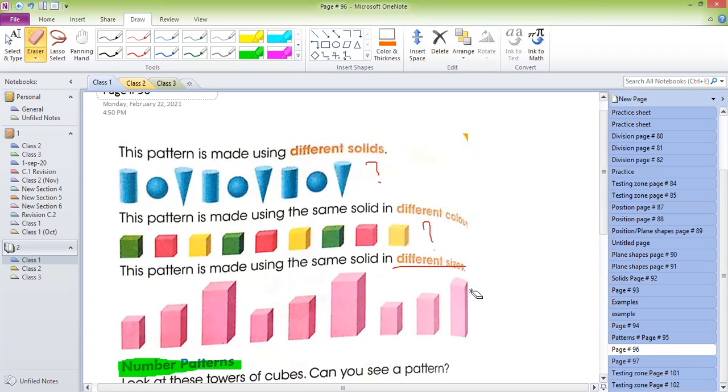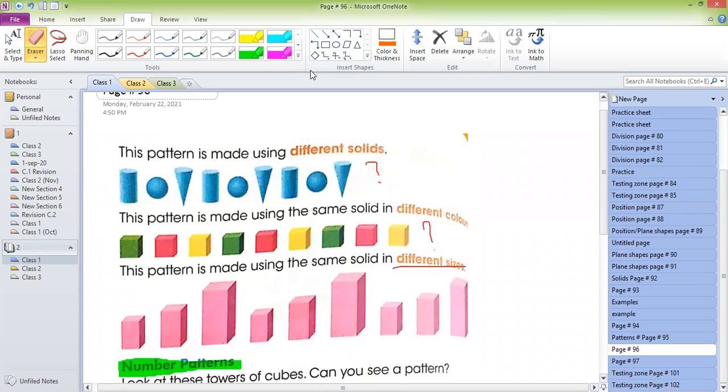So if I ask you after the biggest, which size will come? So you will say, sir, it will be the smallest. Because in the pattern, after the biggest, there is the smallest. Then after the smallest, if I ask you which size will come, you will say, sir, bigger. Because in the pattern, after this, there will be a bigger size.